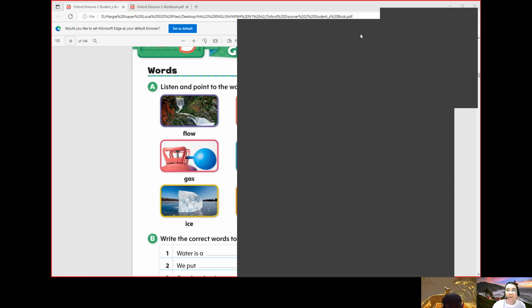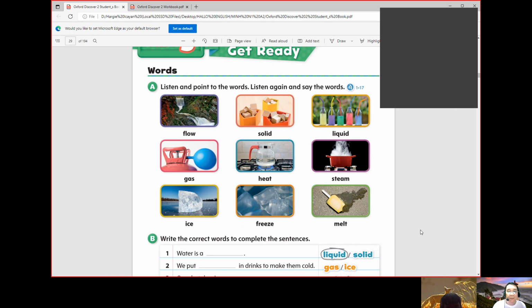Page 28. Unit 3. Get ready. Words. A. Listen and point to the words. Listen again and say the words.